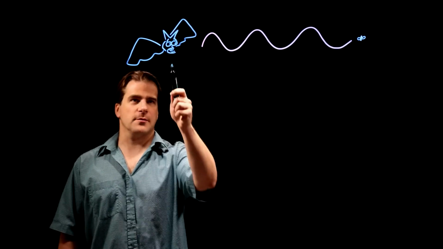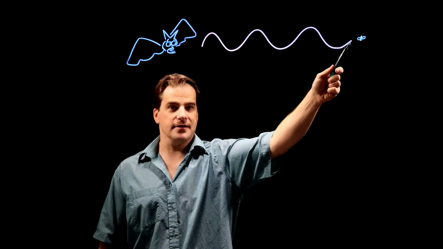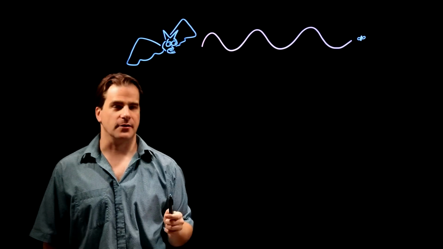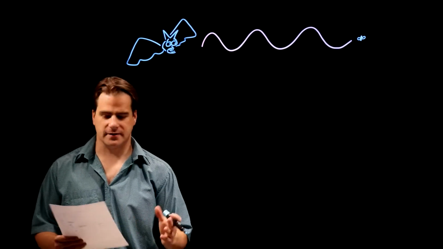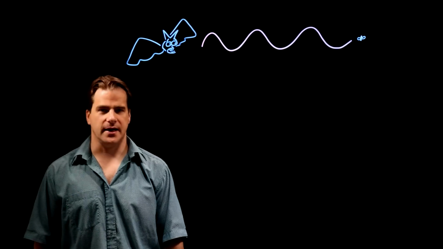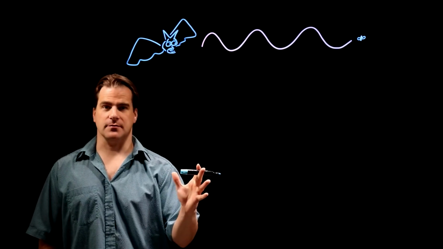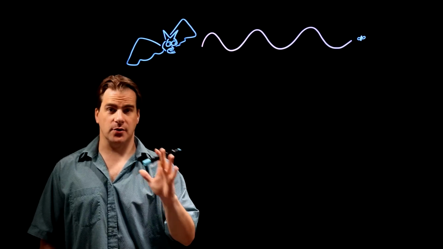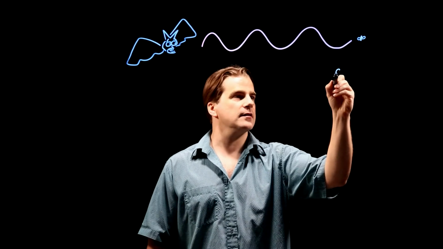Okay, we've got a bat who's emitting sound waves which bounce off his prey, the insect, back to the bat so he can detect where his prey is. So, part A. What determines pitch in a sound wave? Well, one word answer, frequency. Pitch is purely determined by frequency, so not amplitude or wavelength or anything like that.